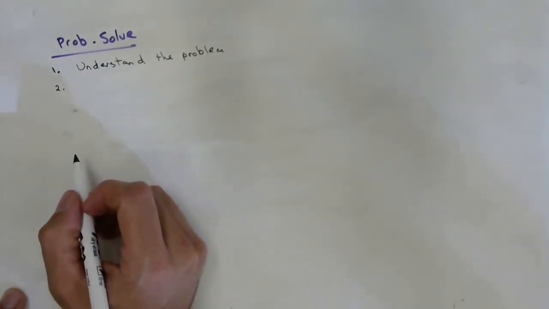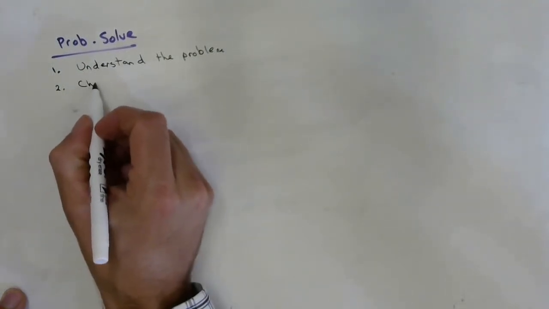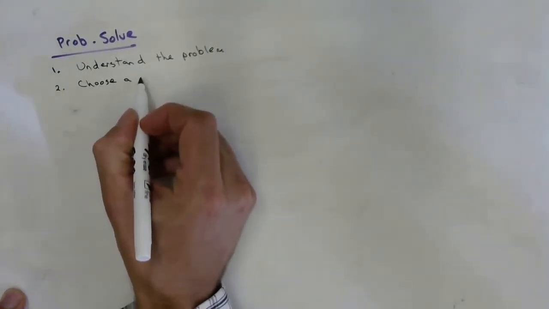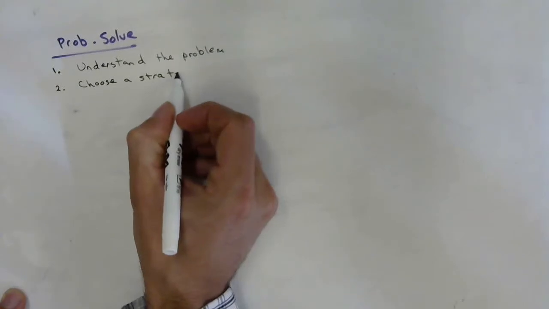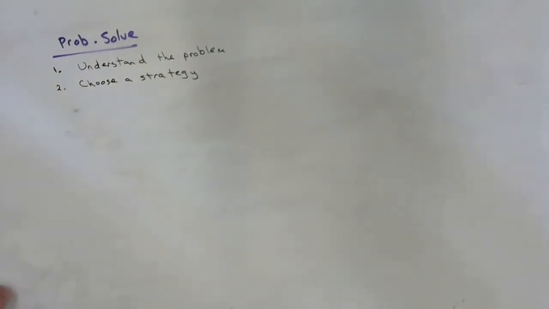Understand the problem. Once you understand it, you can choose a strategy. So last unit, you would have been choosing between substitution or elimination in order to solve for a variable. In this case, you're talking about linear relationships and the intersection of two lines, or how variables interact with each other, those kinds of things.